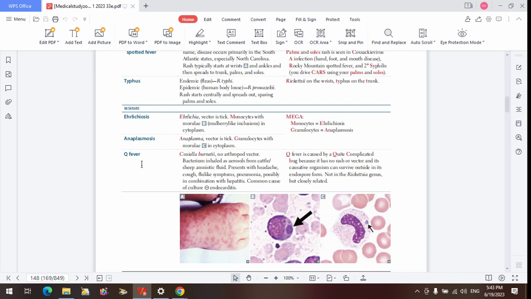It has no vector. So what is the reservoir that we talked about? We said droppings, urine, fecal matter, amniotic fluid from sheep or from cattle. That's how you get Coxiella burnetii, and it's a cause of what? Pneumonia, because we are going to inhale the aerosol from the sheep or cattle amniotic fluid, and the person will present with symptoms of pneumonia. It can also cause inflammatory lesions in the liver, causing hepatitis, and it's also a common cause of culture-negative infective endocarditis. I hope we're able to get the constellation of findings for Coxiella burnetii.